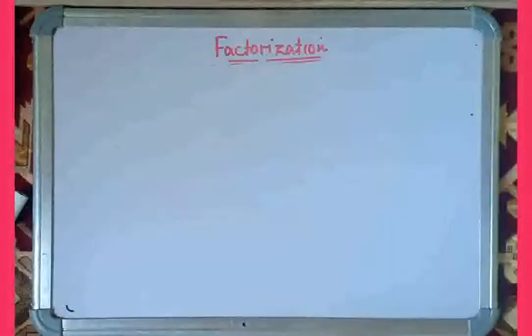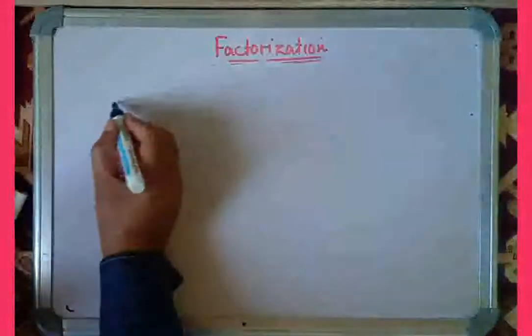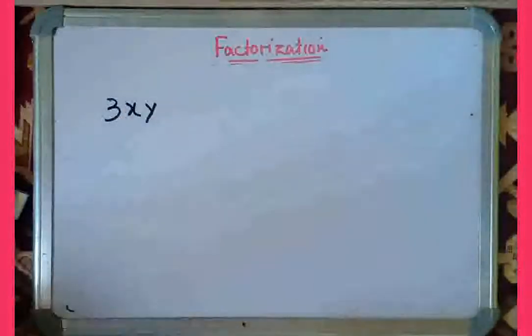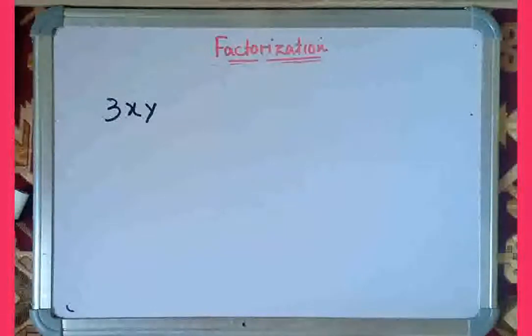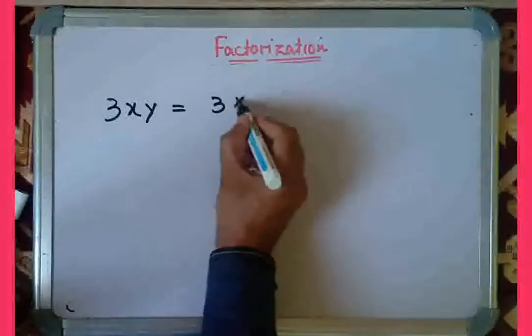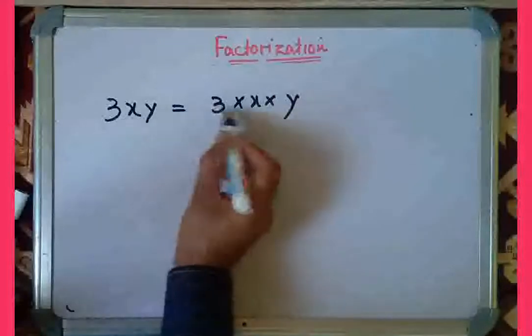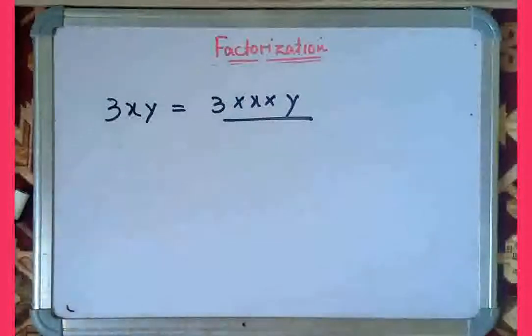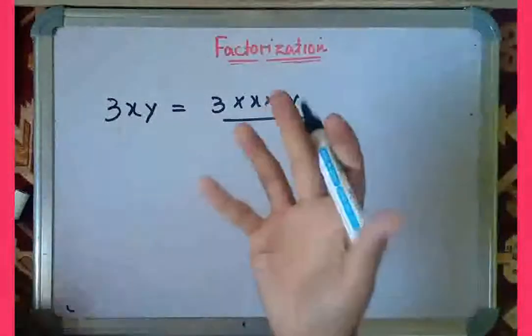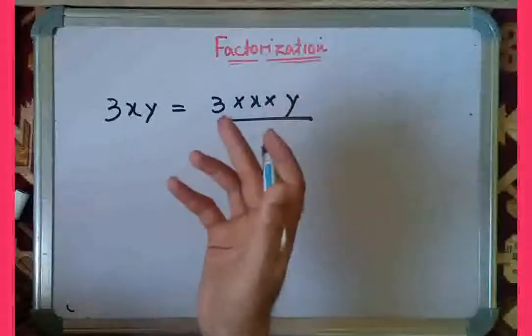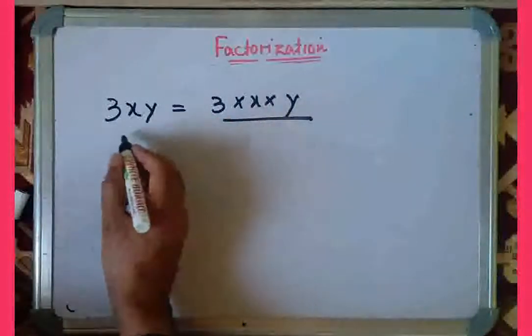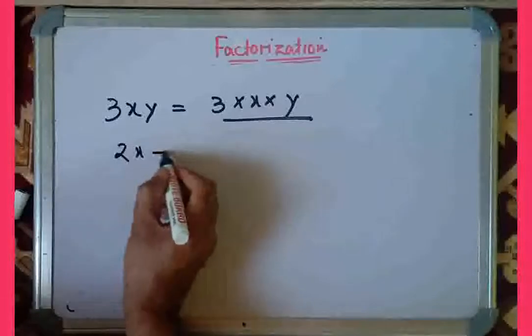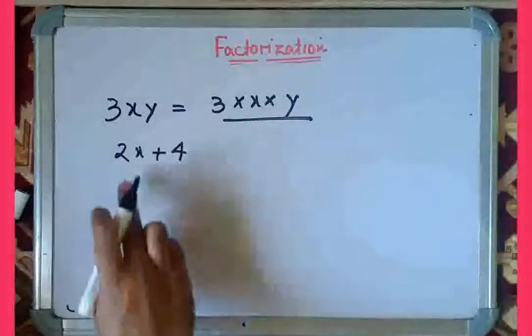Now, for example, take the algebraic expression 3xy. It is very easy to find the factors of this expression. You can put it like this: these are the irreducible factors of 3xy, that is 3 into x into y. But there are some algebraic expressions for which finding factors becomes a little difficult, and there must be a systematic method to find the factors of those expressions. Say, for example, I will write down an example here, 2x plus 4. You have to find the factors here.